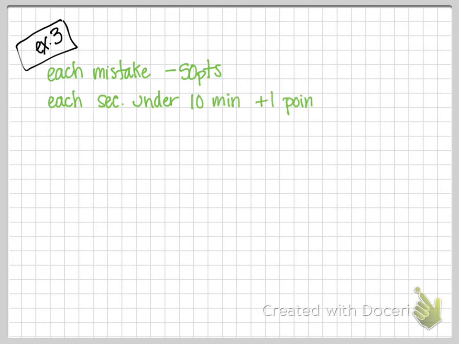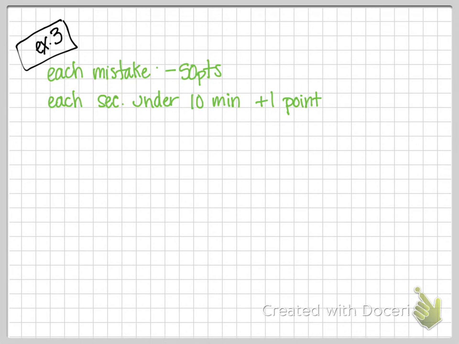All right. You do not necessarily need to write this. But here's what the word problem is. So this is our little word problem example. Okay, here's what it says. You're playing a game. It's like a computer game or something. It says for each mistake you make, you lose 50 points. Okay, and then for each second that you beat the game under 10 minutes, you gain a point.